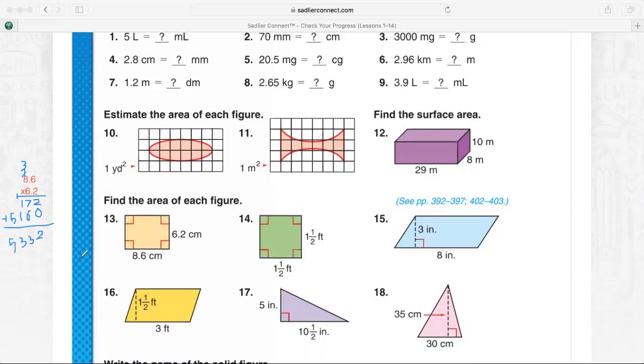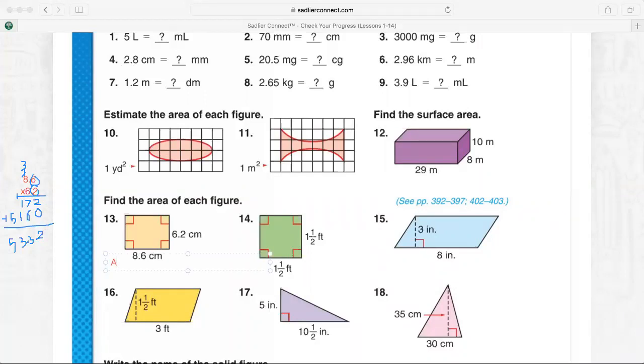What about the decimal points? I have one digit after the decimal point here, and another digit after the decimal point here. So I have two digits after the decimal point, so I will go from the end: 1, 2, and I will put my decimal point here. So my final answer will be 53.32.